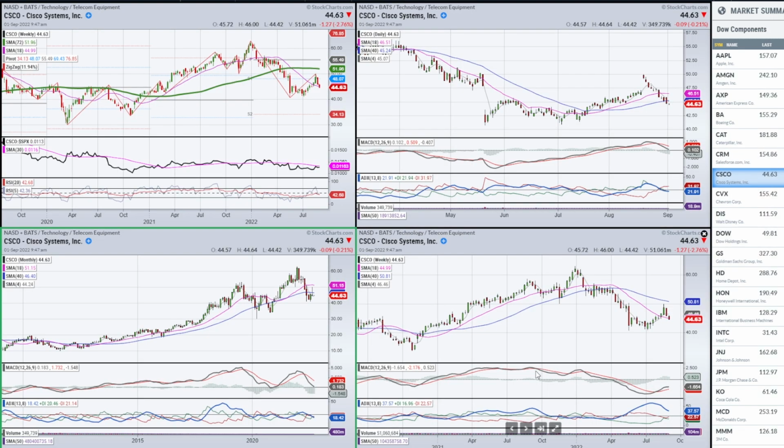Cisco rallied up. I'm more inclined to think that this is going to be more of a trading range because there's a lot of support at 40. There's not a lot to hang your hat on here for an upside move beyond 50.